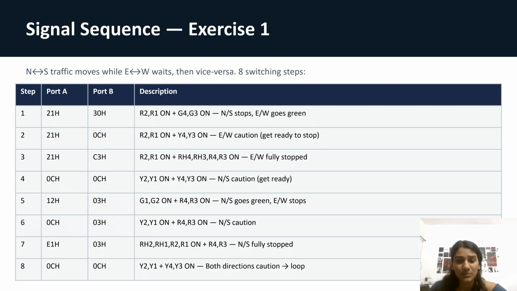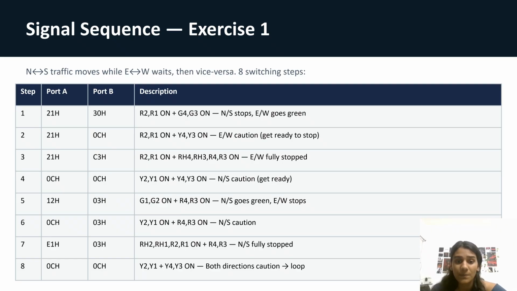This sequence is implemented in 8 steps, where each step corresponds to specific binary values sent to port A and port B. Each hex value here represents an 8-bit pattern that turns specific LEDs on or off. So step 1 is initially the port A is 21H and port B is 30H. This turns on red lights for north-south and green lights for east-west. So north-south traffic stops and east-west traffic moves.